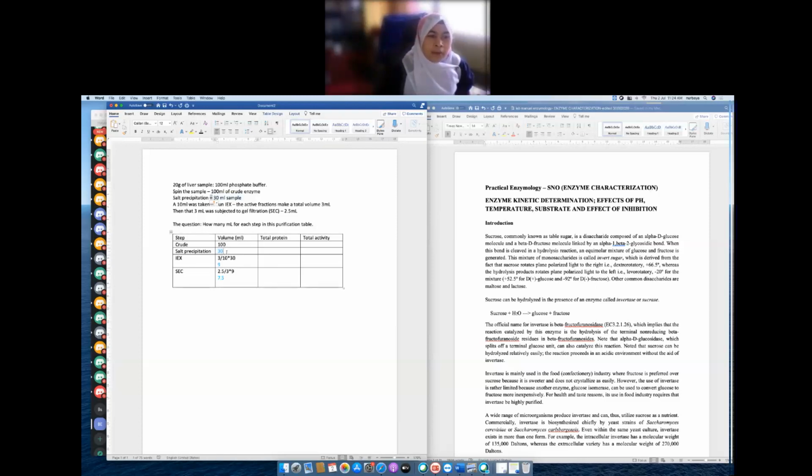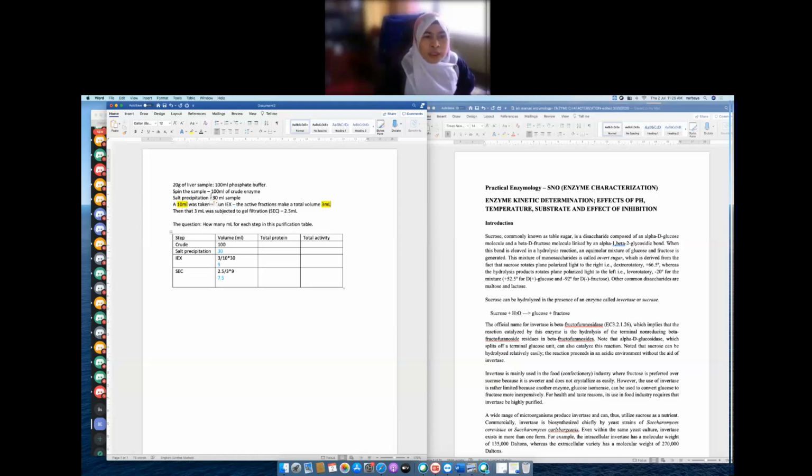From this 30 mil, only 10 mil was taken to run IEX, ion exchange chromatography. So only 10 mil was taken from here to run for IEX. From that 10 mil, we get only 3 mil. So 3 mil is coming from 10 mil.